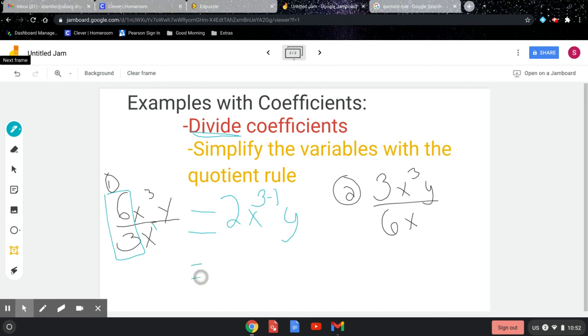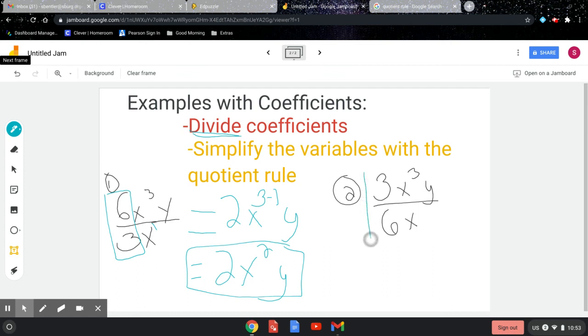Okay, so then I'm going to have 2. And then my new variable, 3 minus 1, is going to give me 2. And I just bring that y along for the ride. So I get 2x to the second times y.